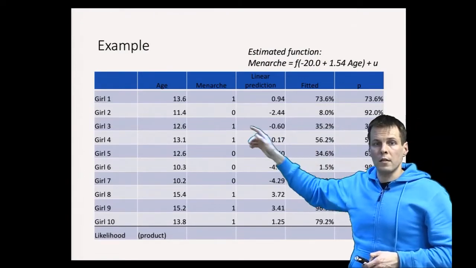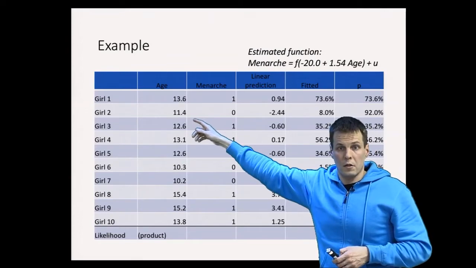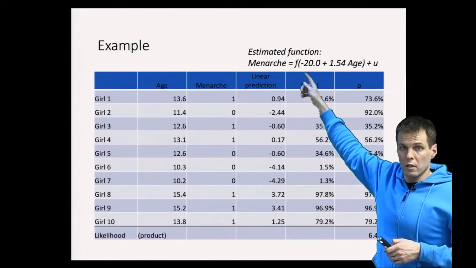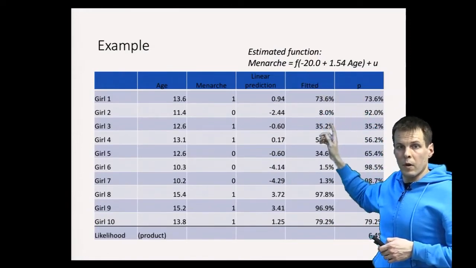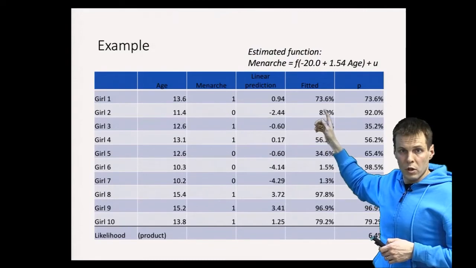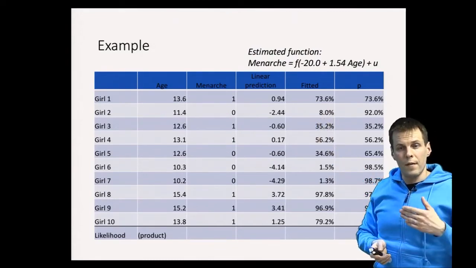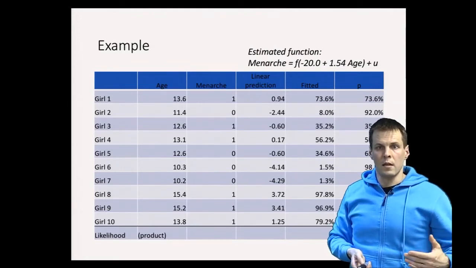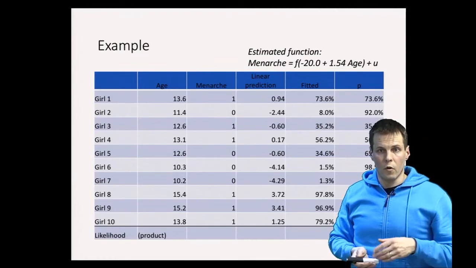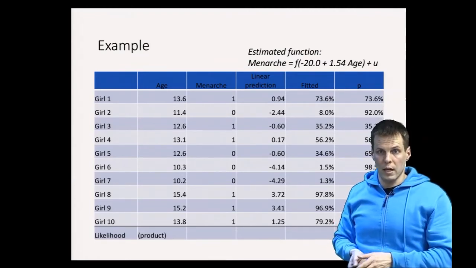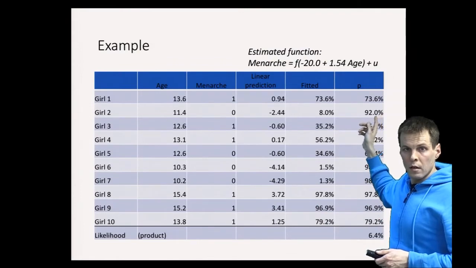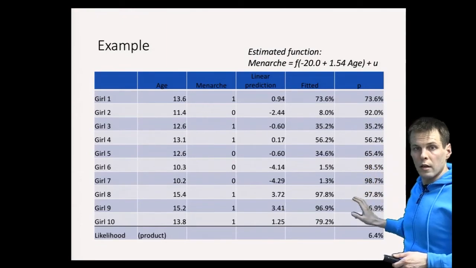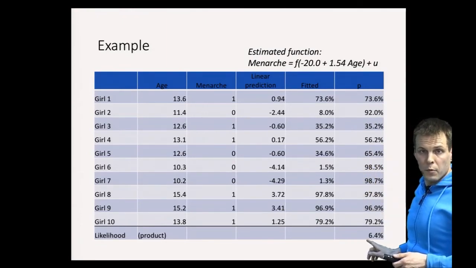Then we move on to the next girl, so that's 11.4 years and she has not had menarche. The linear prediction is minus 2.44, so it's calculated using this equation here. And we apply logit function, gives us 8% predicted probability. Because it's only 8% probable that this girl would have had menarche given her age, and she didn't, then the likelihood for this observation is 1 minus 8%, which is 92% here. We do that calculation, we calculate the likelihood for all the girls, and that gives us the product 6.4%.